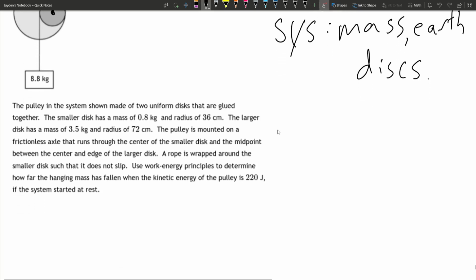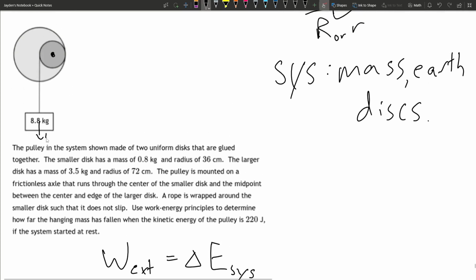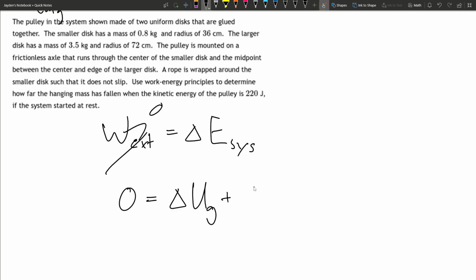The external work is equal to the change in energy in the system. All the forces acting: there's an mg, and I forgot the cable or string, so there's a tension. That's pretty much all the forces, and they're all in the system, so there's no external work. So 0 is equal to the change in U g plus the change in translational kinetic plus the change in rotational.